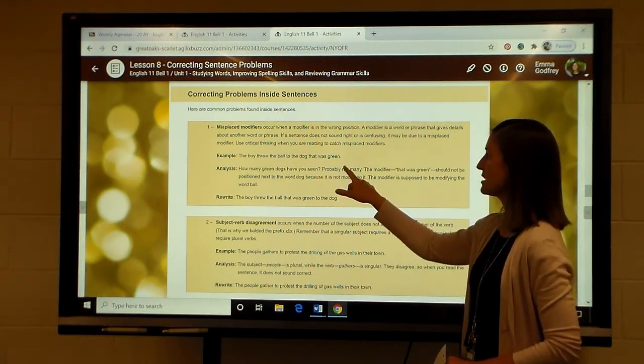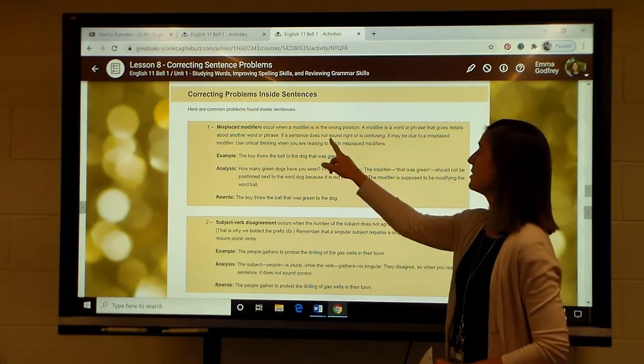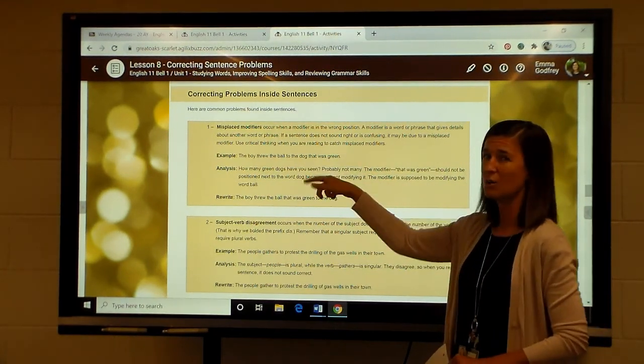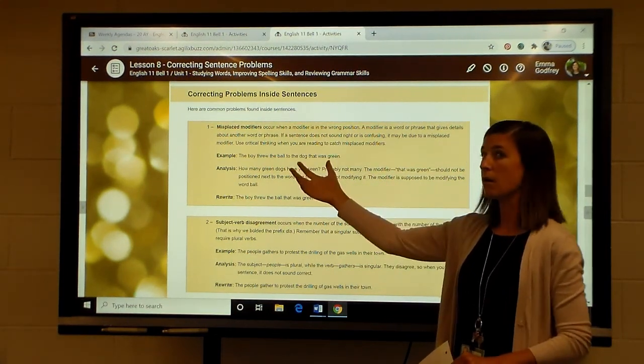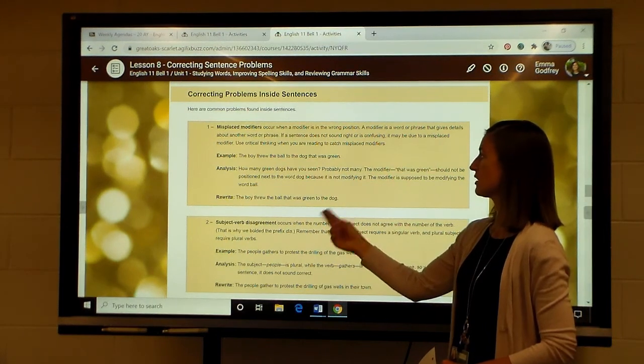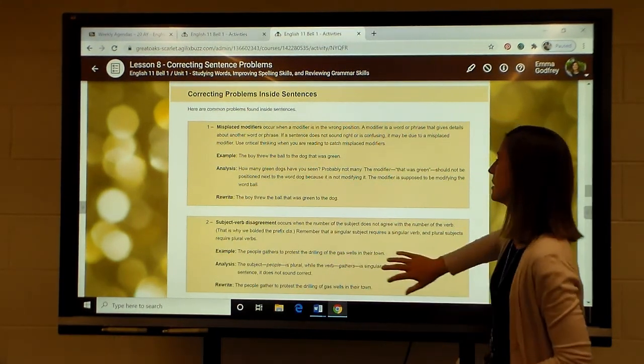And the way to check for this is what's closest together. So what's closest to green in the sentence? In this situation, it's closer to dog. We know that's not what they meant, but that's what the sentence said. Probably the ball is what's green, and they should be next to each other. The boy threw the ball that was green to the dog.